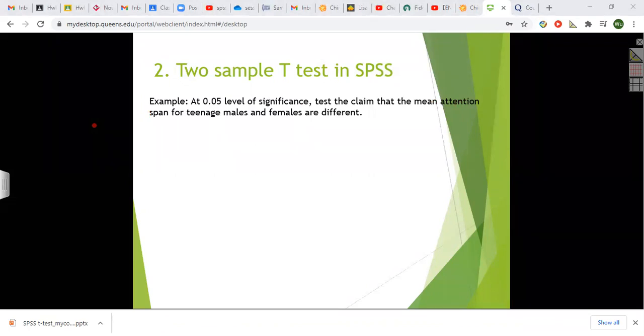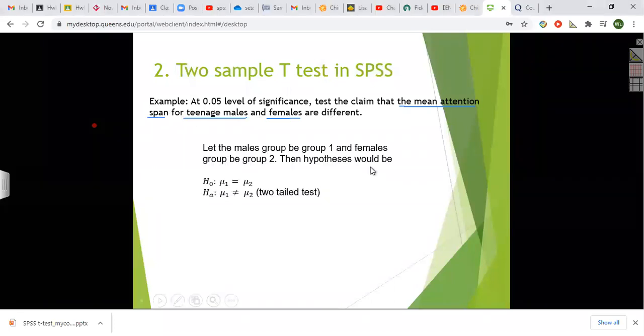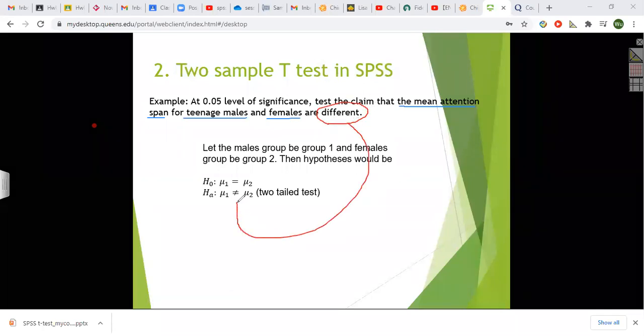So here we have two groups, right? You're comparing teenage males with teenage females regarding their mean average attention span. First of all, let's define the two groups. Group 1, teenage male. Group 2, teenage female. The null hypothesis is that they have the same mean attention span. The alternative, according to our claim, is that they have different attention spans, so the alternative will be mu1 different from mu2. This is a two-tailed test.